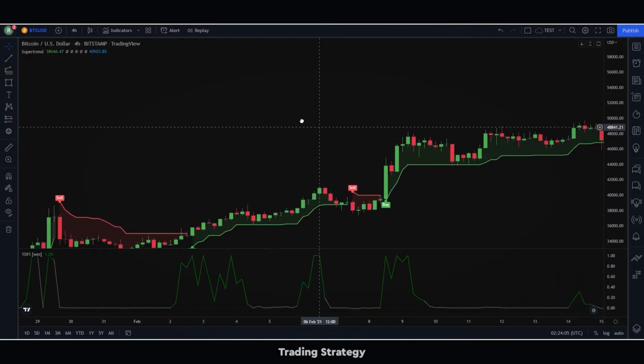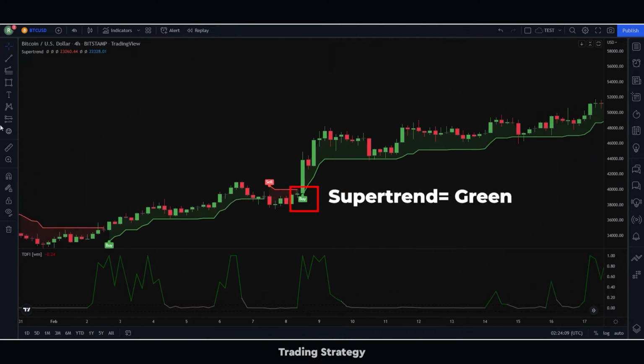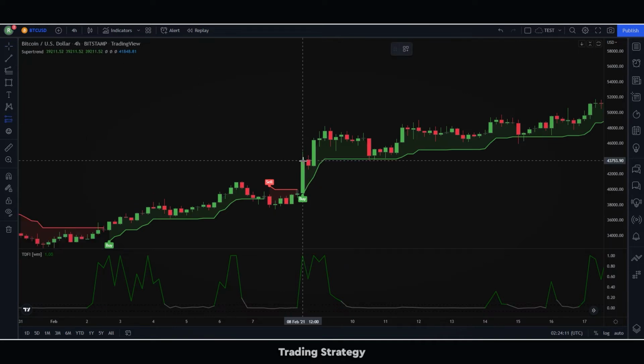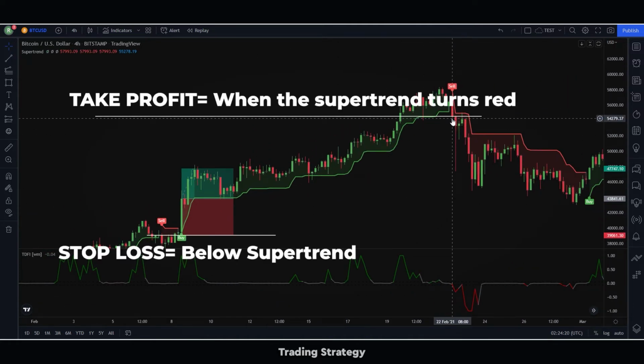To make a buy trade, first of all, the SuperTrend indicator must be green, signaling an uptrend. In addition to this, the TDFI should also be green to confirm that trend. Once the trade is done, we will place our stop loss just below the SuperTrend and take profit when the SuperTrend turns red, as long as we have a minimum profit.